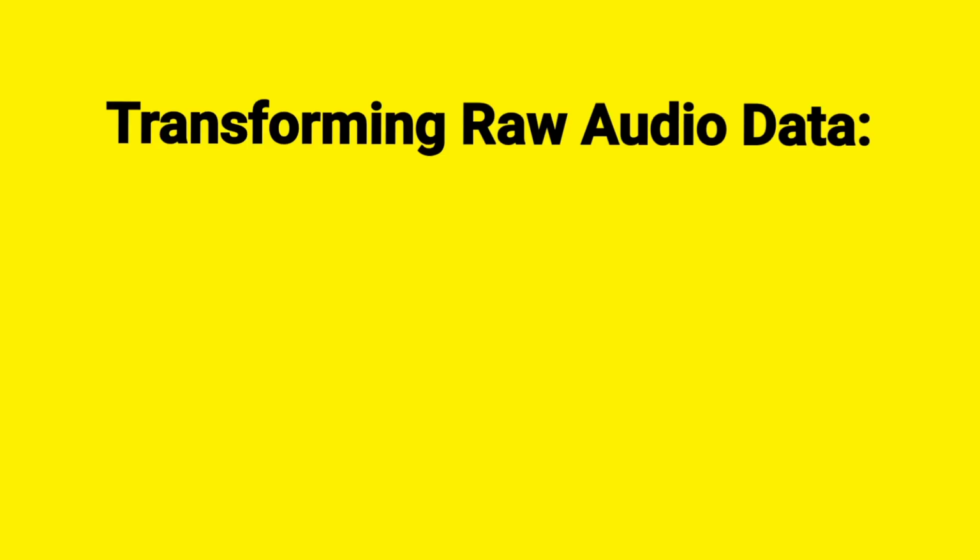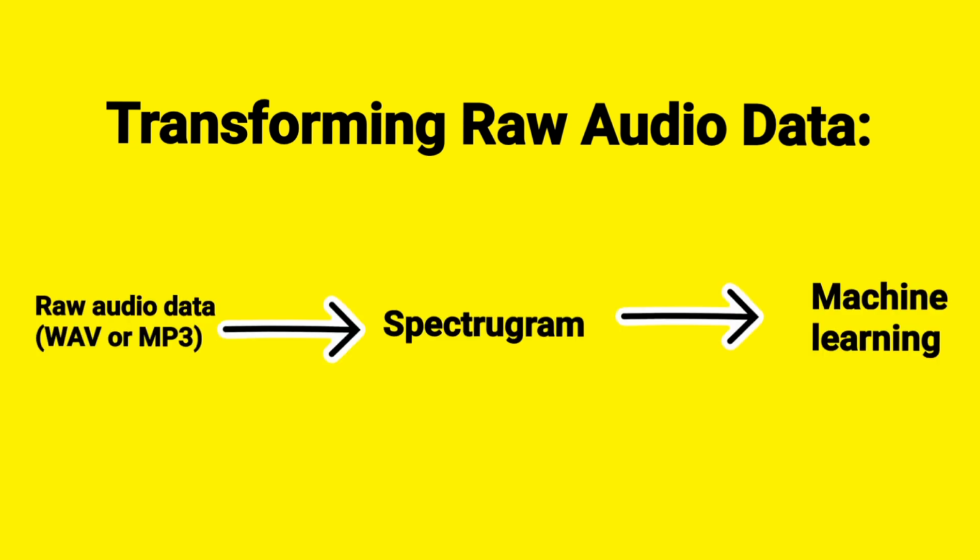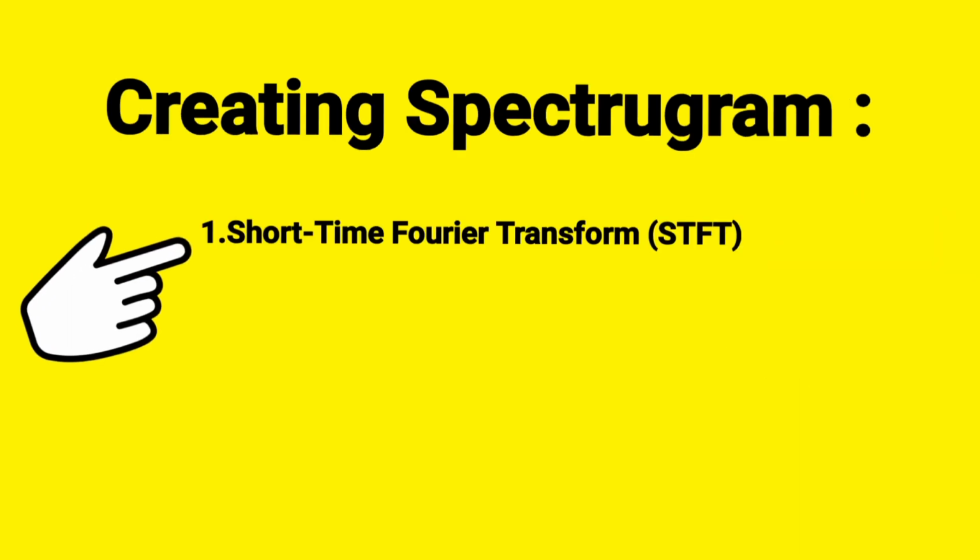Transforming raw audio data. To work with audio data in machine learning, the raw audio signals need to be transformed into a format that can be processed by learning algorithms. One common approach is to convert the audio signal into a spectrogram. Creating a spectrogram: short-time Fourier transform. The audio signal is split into small overlapping parts, and a Fourier transform is applied to each part. This creates a series of frequency spectra, which together form the spectrogram.